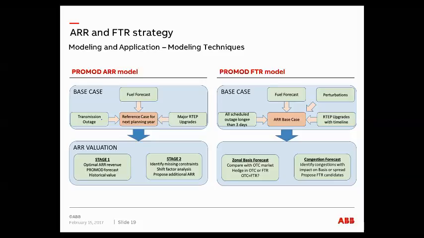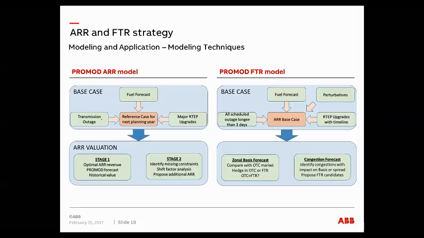In the FTR model, we will start from the ARR model we just built and put in more detailed modeling information, such as all the transmission outages longer than 3 days, and all the upgrades with detailed timeline and simulations with perturbations, high load, low load, high gas, low gas scenarios. And altogether, after we run some benchmark and adjustment, we can produce both zonal basis forecast and congestion forecast.